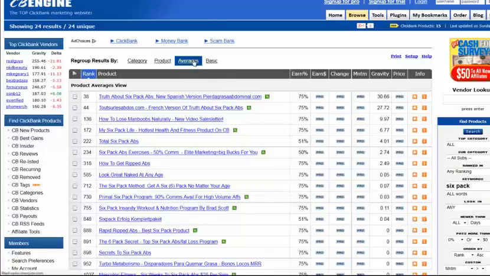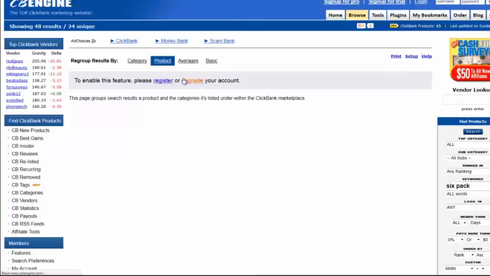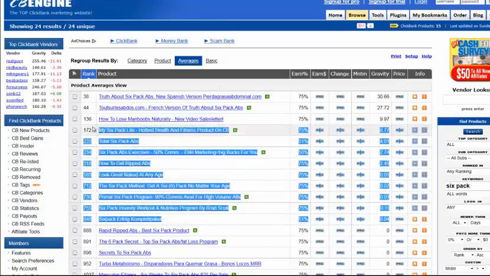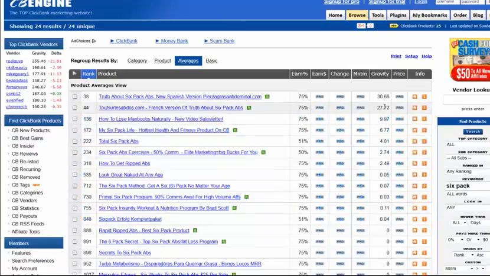If we click on product, you can see all different ways of displaying it, but I recommend you just click on averages, and then we can see a whole bunch of products related to abs. So we can see the truth about six-pack abs, total six-pack abs, six-pack exercises, you can see the commission you're going to earn, and you can see the gravity. So right here you can see that all these products, their gravity is lower than 25. I mean, 25 isn't a hard rule, 20 could be okay, but certainly less than 10 is probably going to be too risky. So the only ones you're going to bother with are these two up here.